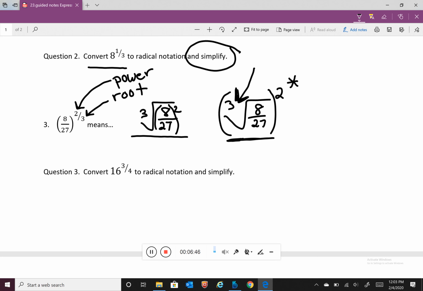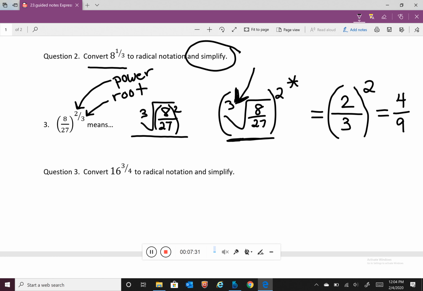So we're going to do this first, and then address the power. So cubed root of this fraction, cubed root of 8 is 2, and that is because 2 raised to the 3rd power is 8. The cubed root of 27 is 3, and that is because 3 raised to the 3rd power is 27. And now I can address the power. So 2 over 3, quantity squared, is equal to 2 squared, which is 4, over 3 squared, which is 9.